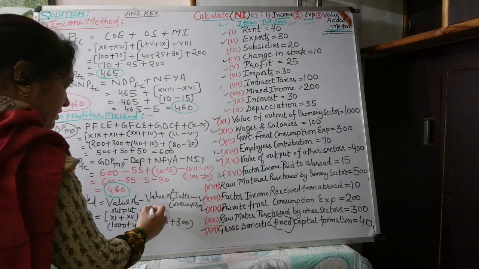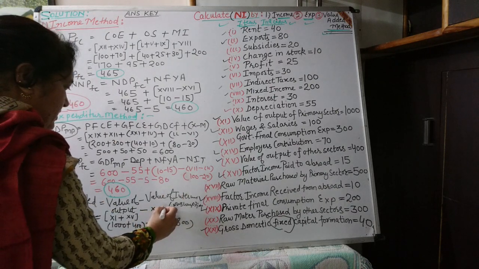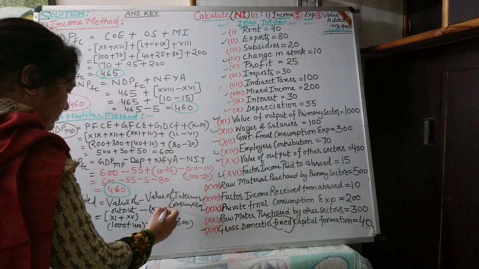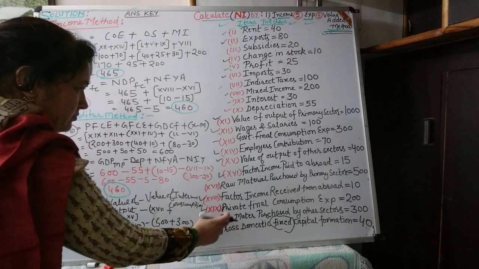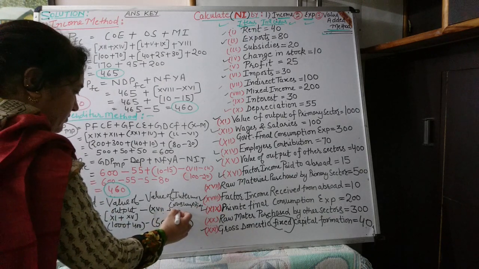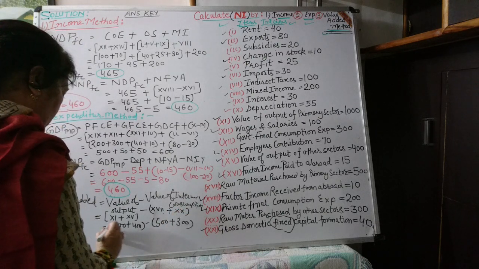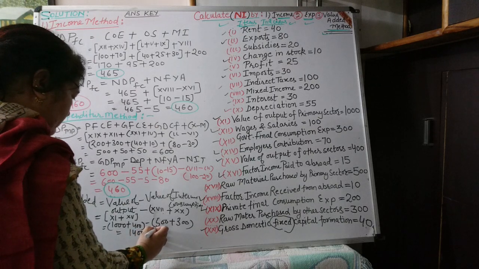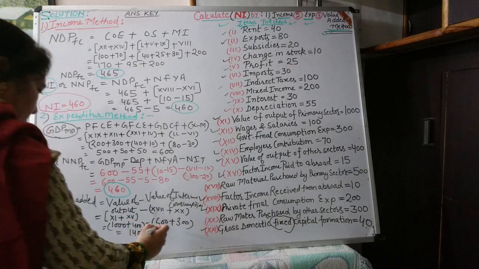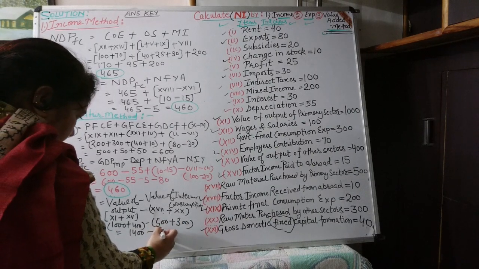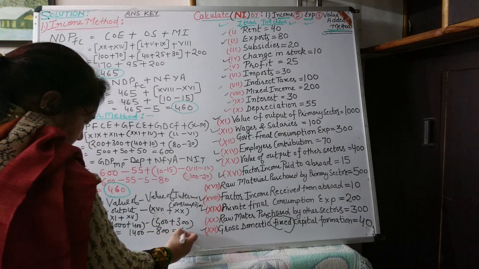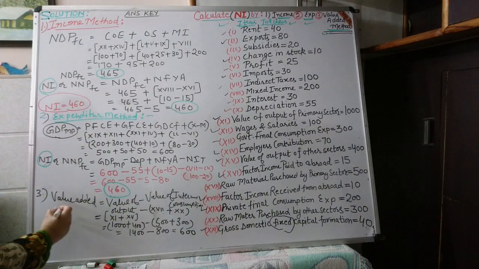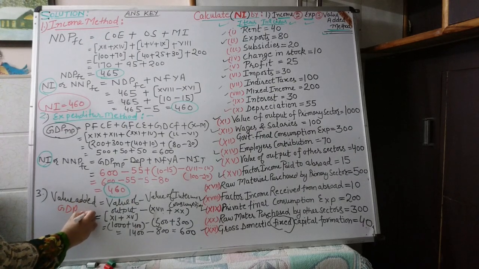These were item number 7 plus item number 20, which is equivalent to 1400 minus 800 is equal to 600. So the value of GDP at MP was 600.